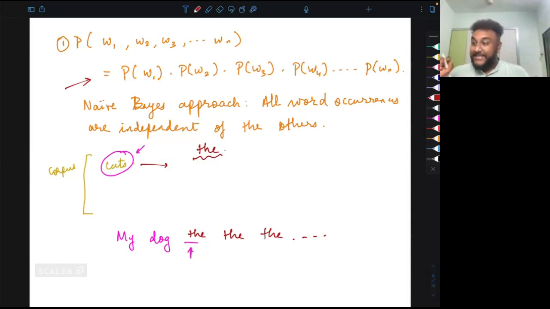This kind of approach, a naive Bayes approach, where I assume that all words are independent of the other, will actually fail to capture any contextual relationship between the words. Do you guys agree that this is a problem? First of all, do you see the problem?